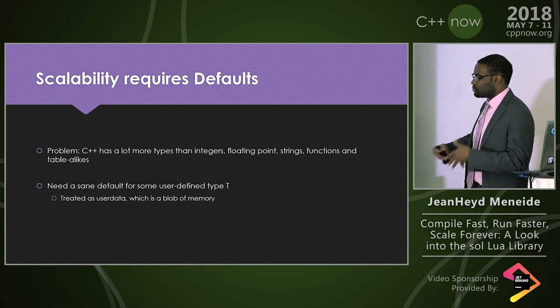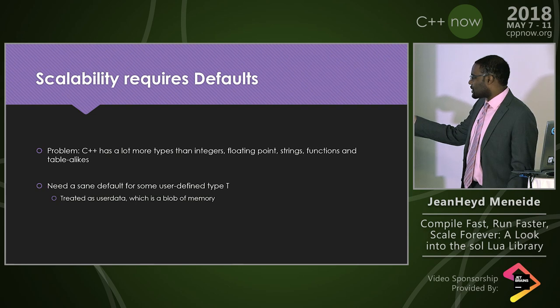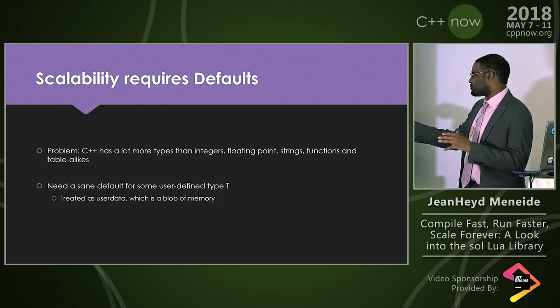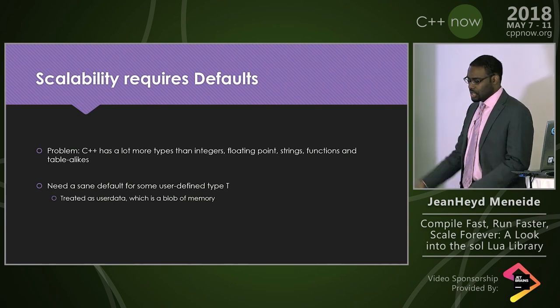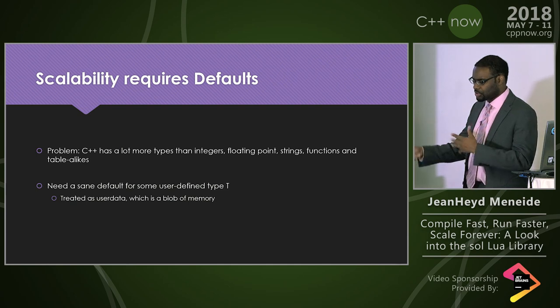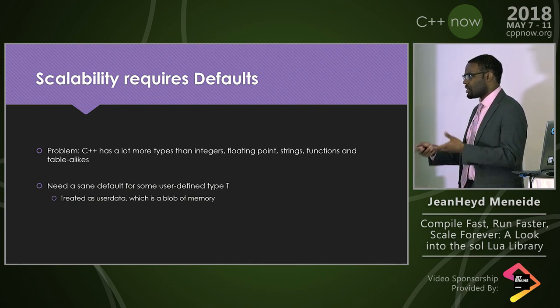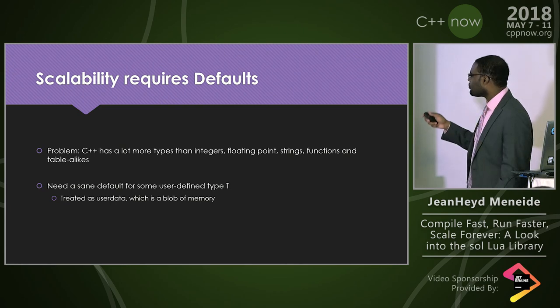In some kind of sane, defaulted way. And so for any user-defined type T, we treat this as what's called a user data, which is just a blob of memory that Lua associates some semantics with. And user data will come more in handy as we start talking about metatables and ways to override the behavior of your object in a Lua script.